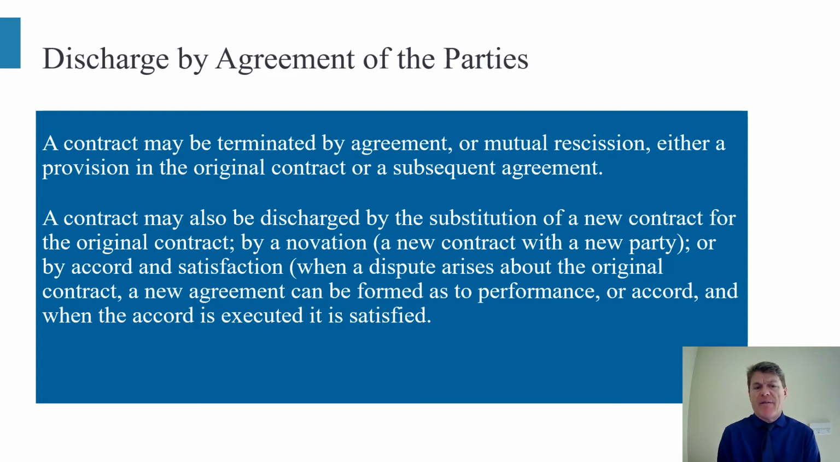You could also have a novation. That's a new contract with maybe a new party, for whatever you're trying to contract for, goods or services. You could also do what's called an accord and satisfaction. That's where, if you have a dispute about the original contract, a new agreement can be formed as to the performance, or accord, and then as soon as it's executed, that's considered the satisfaction part of it.